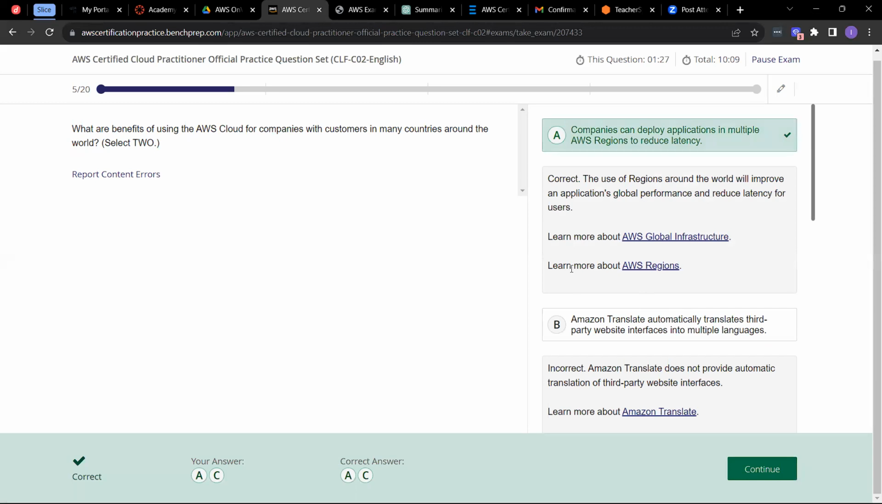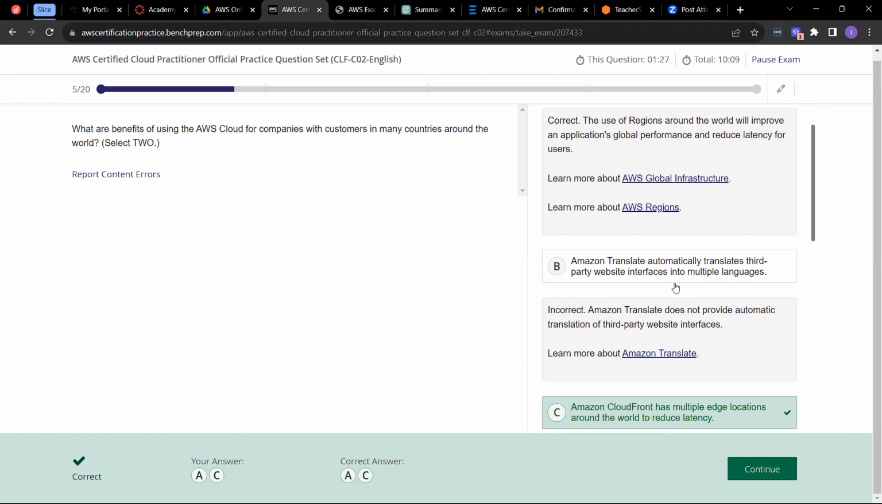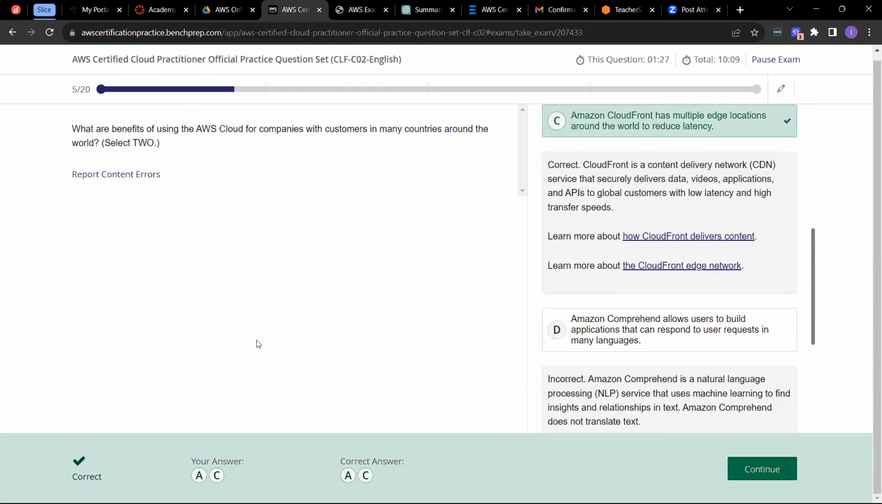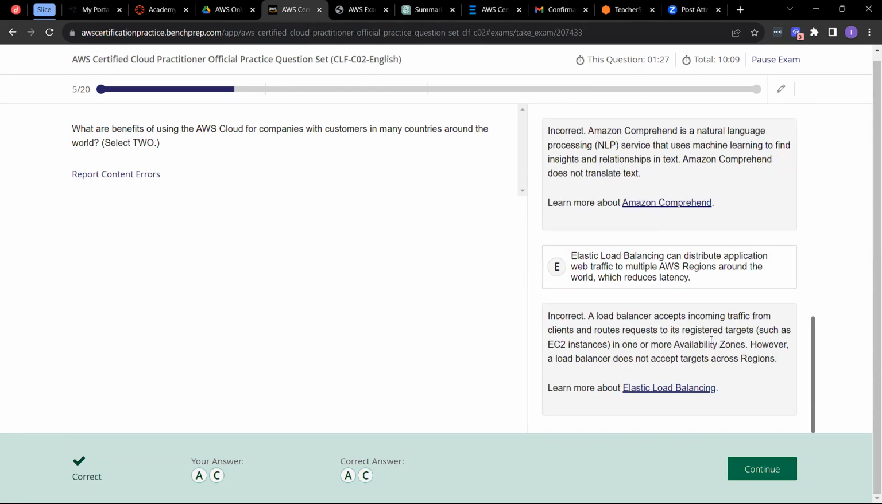So Dr. Seb's was A and B. As for B, Amazon Translate doesn't really do anything as far as reaching global customers is concerned, so B doesn't come close. Somebody also talked about A and E. In the case of load balancing, we are distributing load across multiple instances in the same availability zone. So that one does not go across regions.